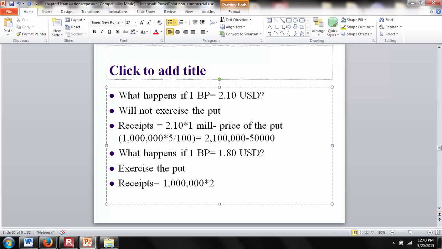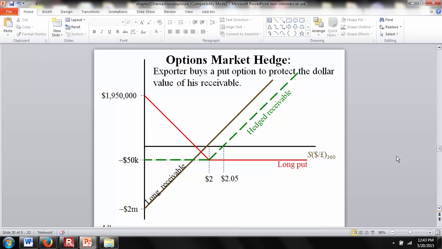times 2 minus the option premium. Okay. So essentially what we are saying is that at a minimum he will get the 2 million conversion value minus what he pays for the option. Okay, so that would be, I think, $1,950,000 US dollars. So that is the minimum amount he gets.